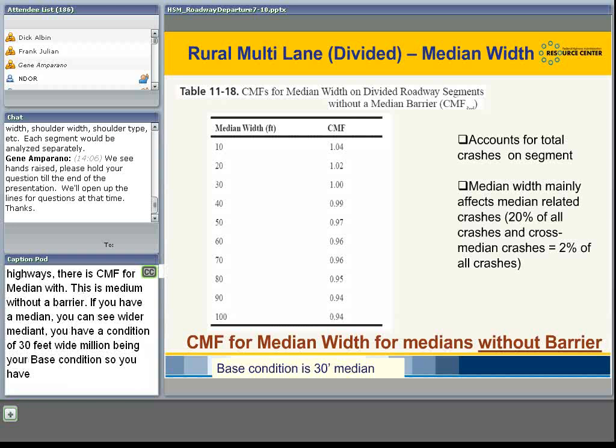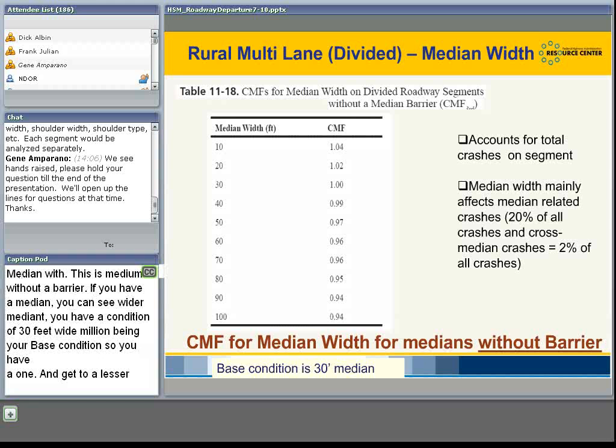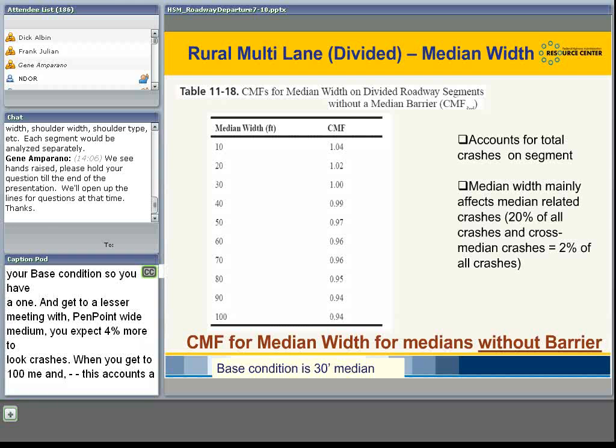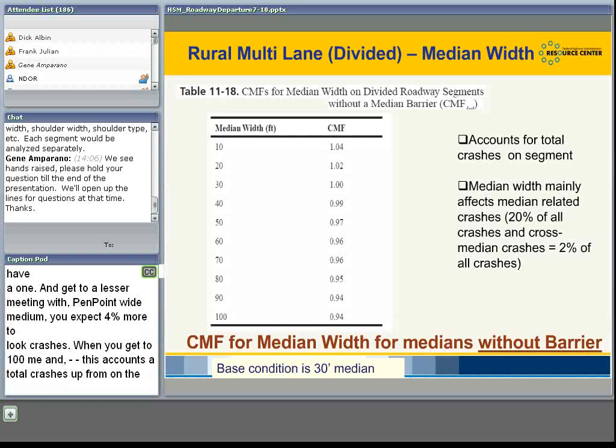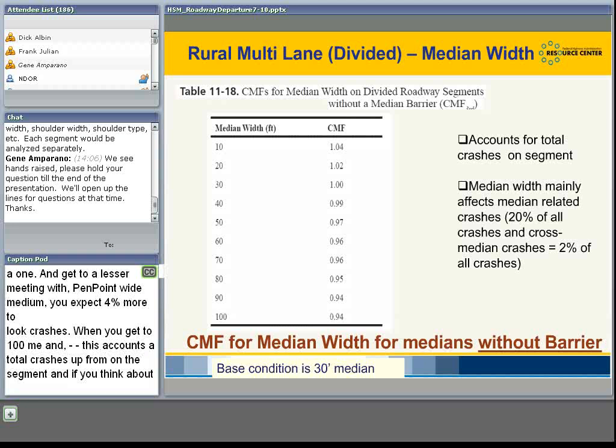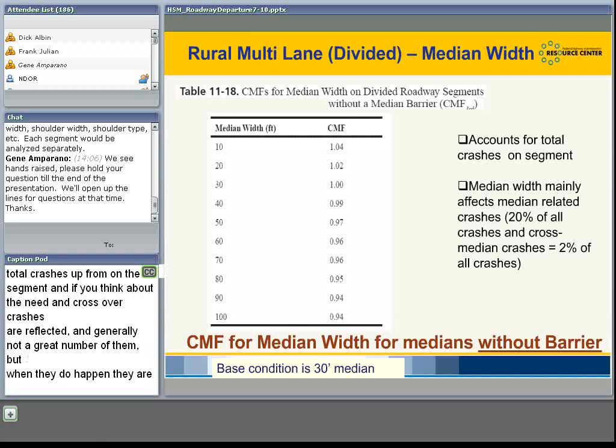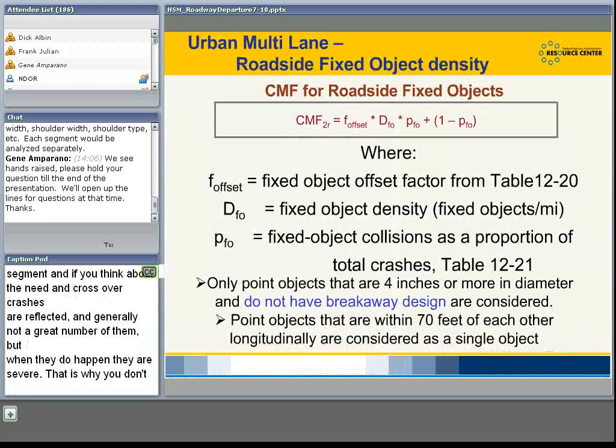For divided rural multi-lane highways, there's also a CMF for median width. And this is for medians without a barrier. You can see that a 30-foot wide median is your base condition, so you have a 1 there. When you get into lesser median widths, a 10-foot wide median, it's 1.04. So you expect about 4% more total crashes. When you get into a 100-foot wide median, it's down to a 0.94. So this accounts for total crashes on the segments.